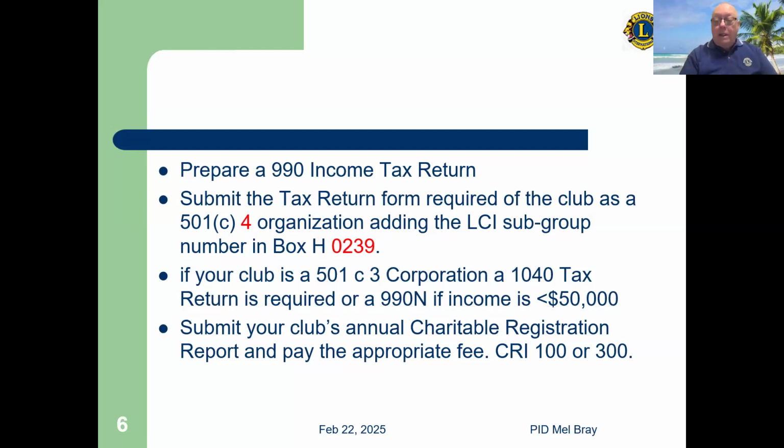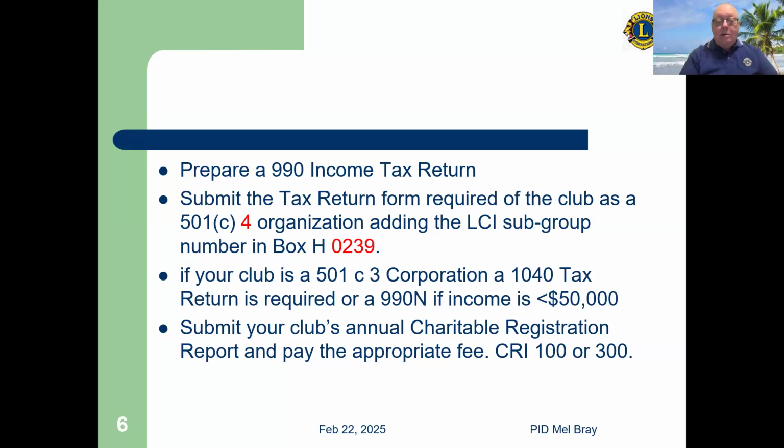You can file the 990-N as long as your club is not earning $50,000 or more. So if you're at $49,999.99, you can use the 990-N. If you got that extra penny or another dollar over it, you have to change and fill out other forms.